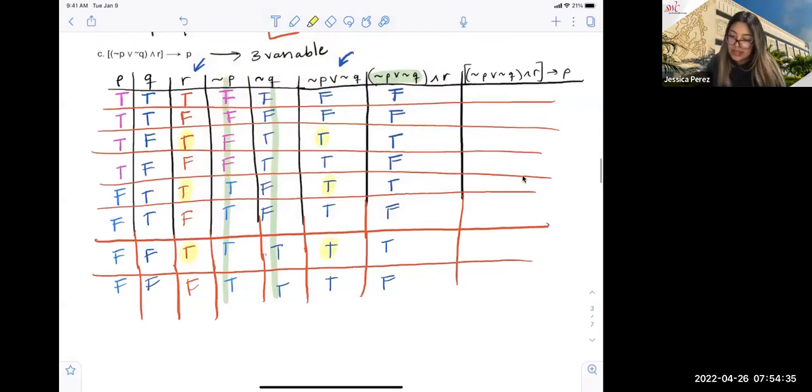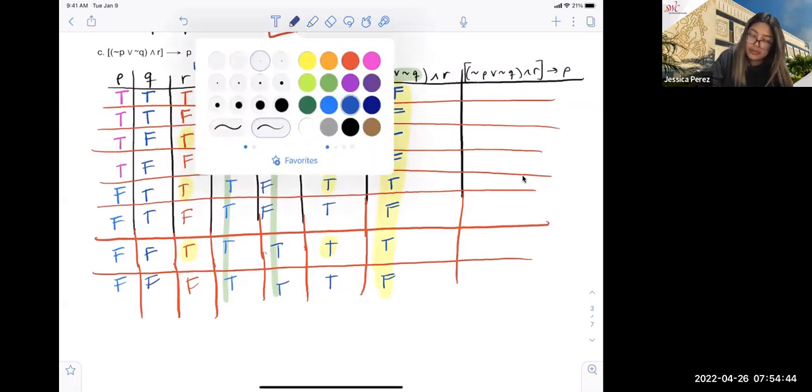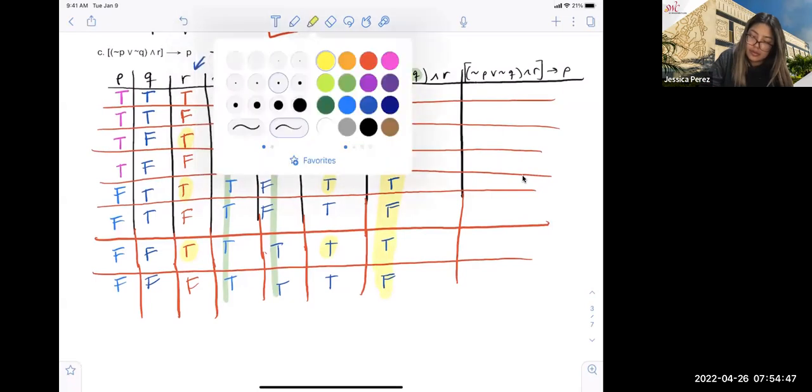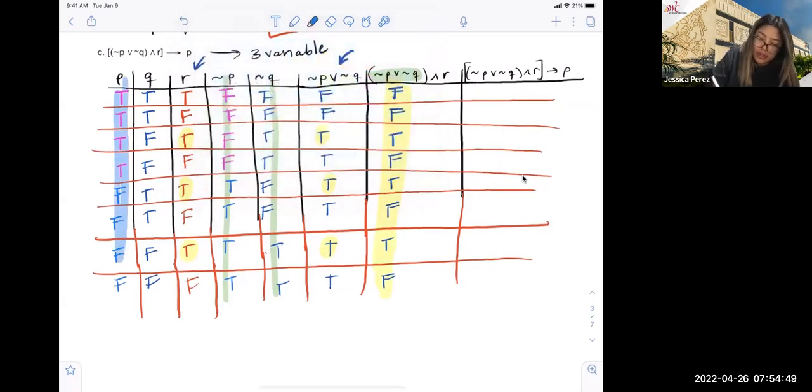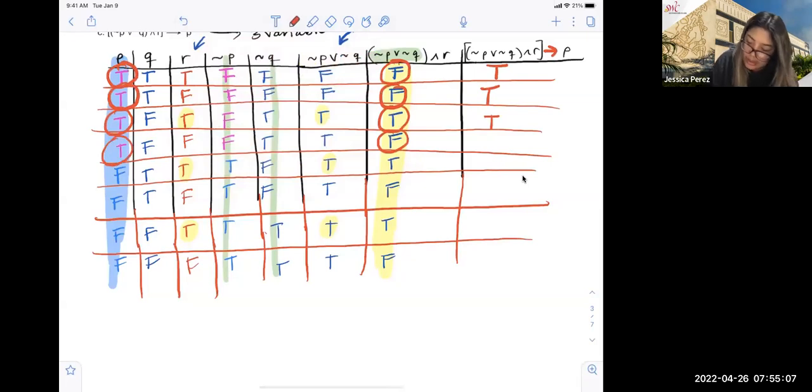Now the last piece is to look at this column and P. So you're doing F implies T, now you're doing an implication. F implies T, that's a T. F implies a T, that's a T. T implies a T, that's a T. F implies a T, that's a T.